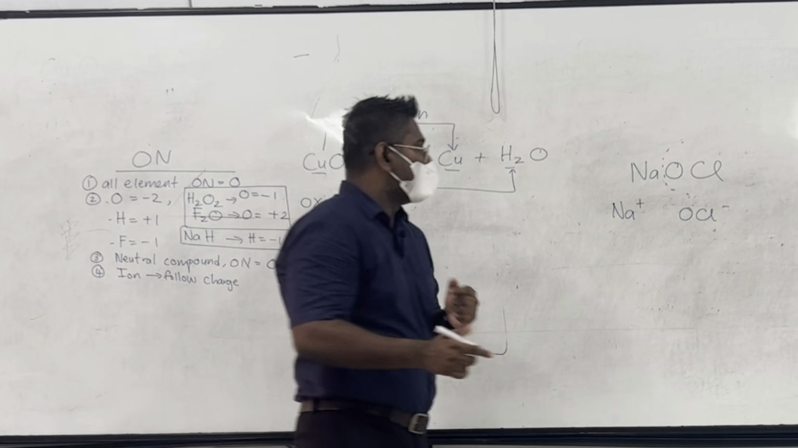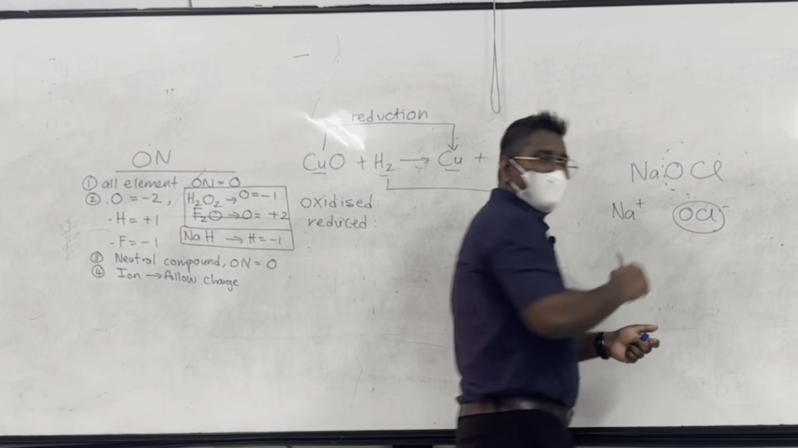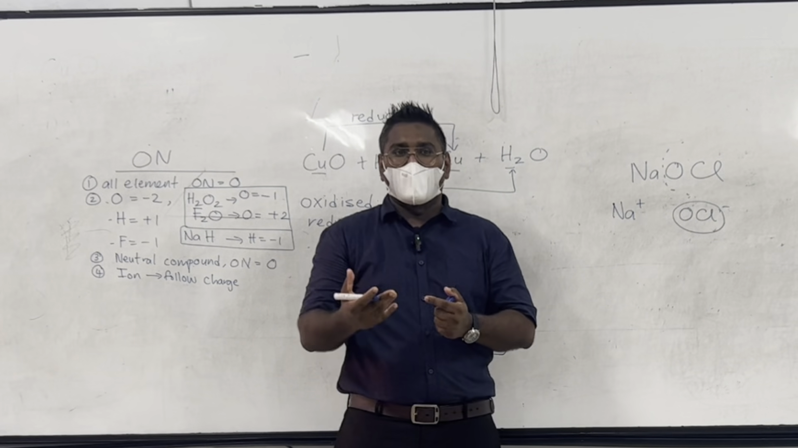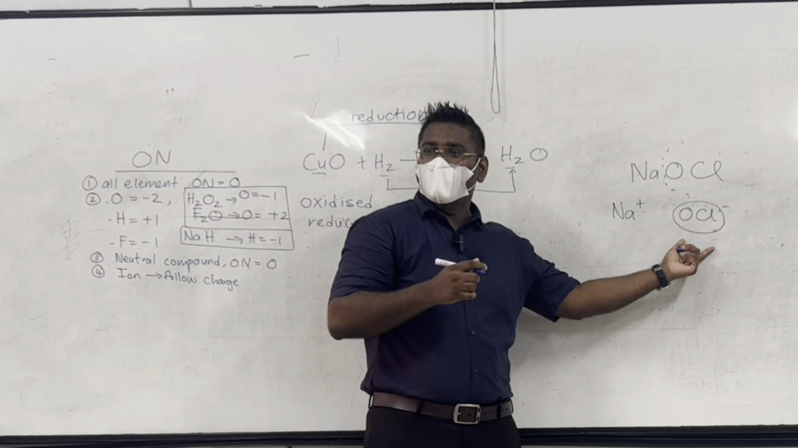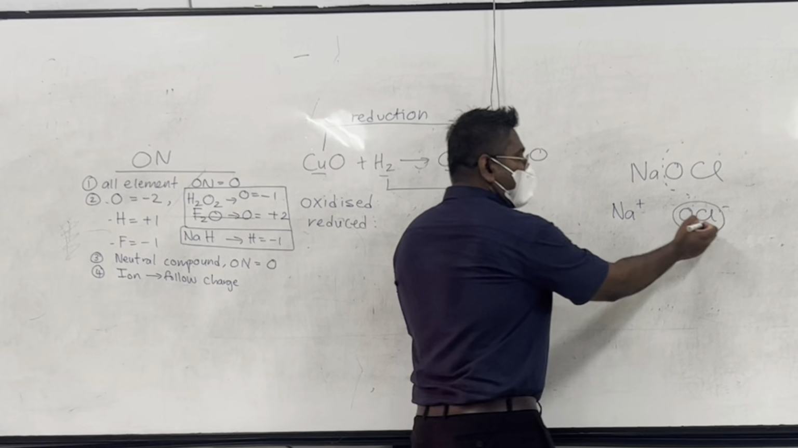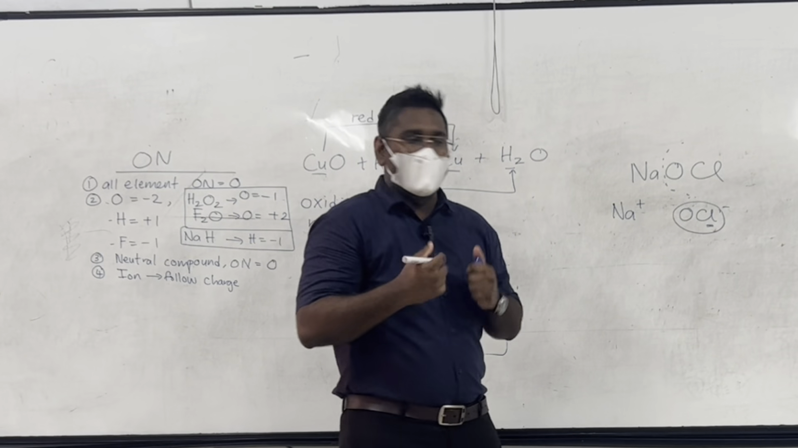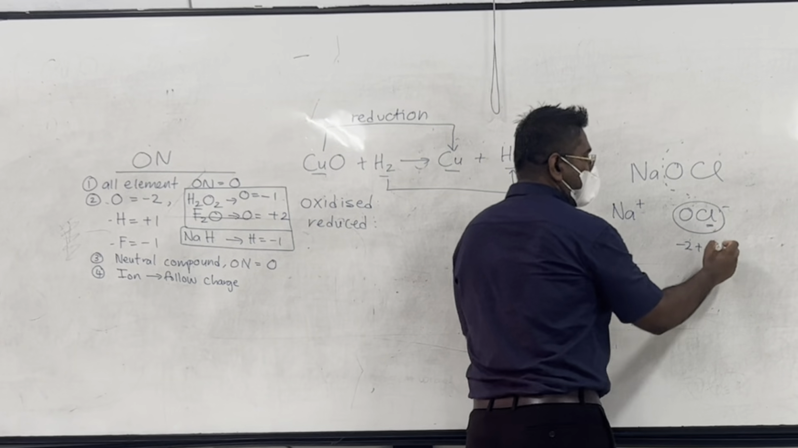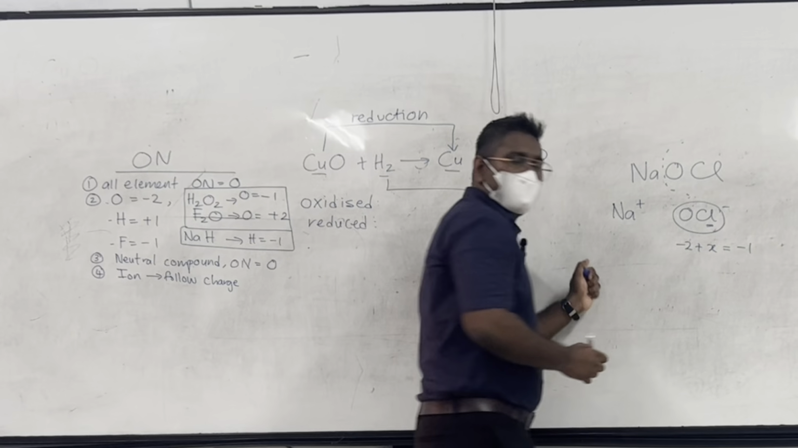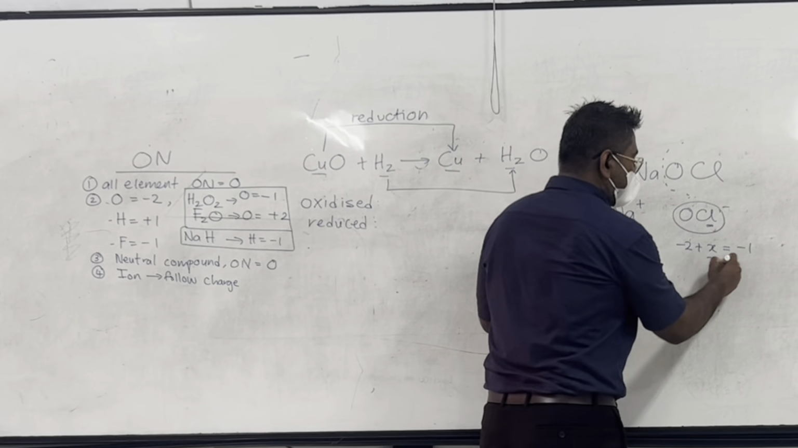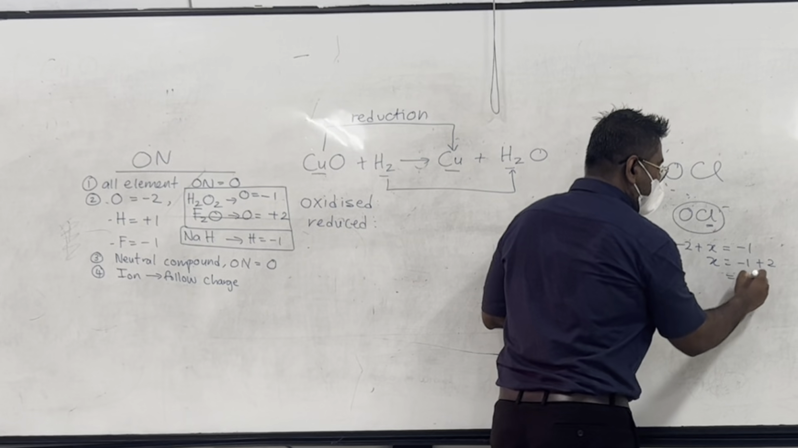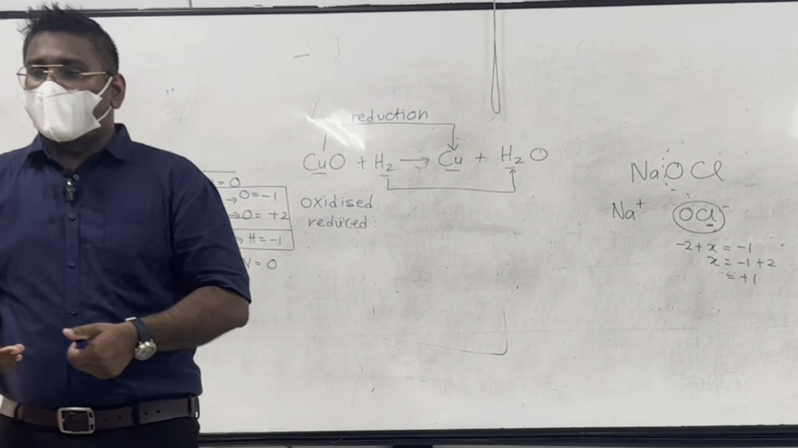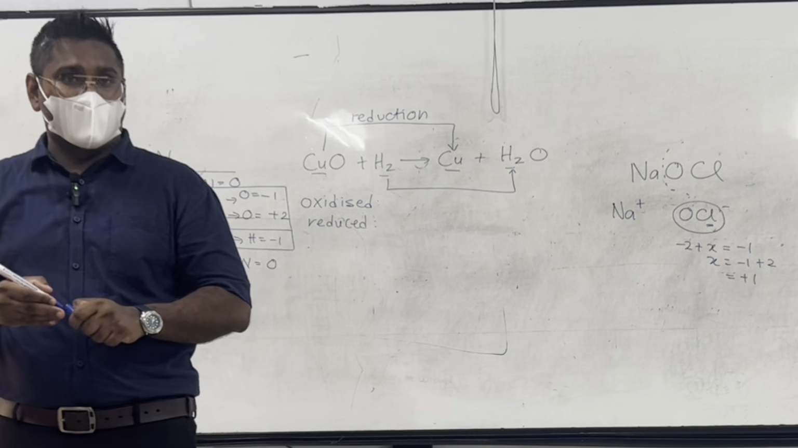It's not the other way around, it's Na+ and OCl-. It means that this overall charge is going to be -1. You do not need to calculate for everyone. If you want to save time, you just take this part and find out the oxidation number. So you put -2 plus X, overall is going to be -1. X equals -1 plus 2, it will become +1. So you notice that Cl is not always -1. So you can find the oxidation number that way.